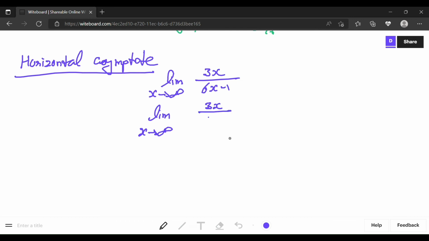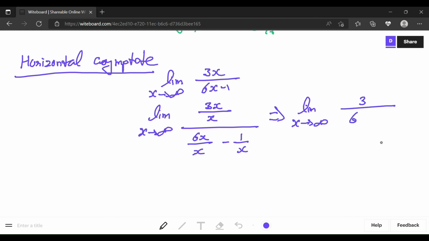3x by x, 6x by x minus 1 by x. So solving this, limit x tends to infinity, this will be 3, x will get cancelled, 6, x will get cancelled, minus 1 by x. Now applying the limit, 1 by x will become 0, 3 by 6 equals 1 by 2. So this is the horizontal asymptote, 3 by 6, which is equal to 1 by 2. So we write for the horizontal asymptote y equals 1 by 2.